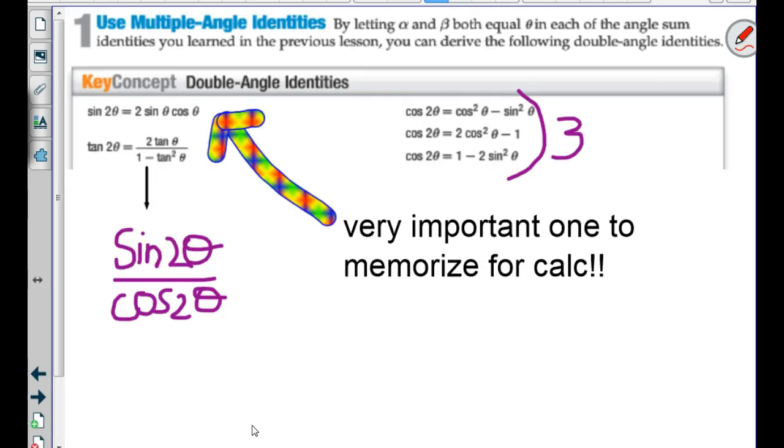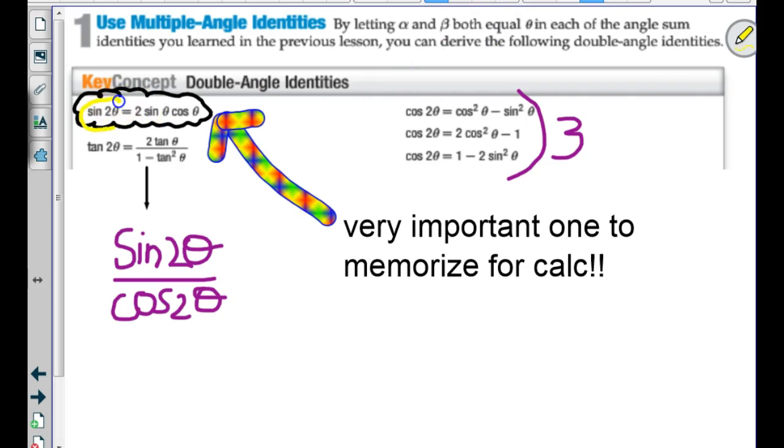All right, so the double angle identities, this is the one that Miss Gupta says you just need to memorize. This one's super important apparently in calc, okay? Anytime you have the sine of 2 theta, you can replace it with 2 times the sine times the cosine, right? Now that was for sine 2 theta. Let me highlight that.